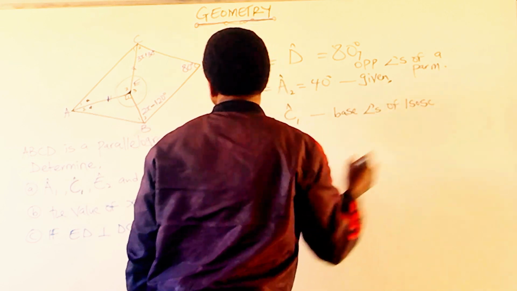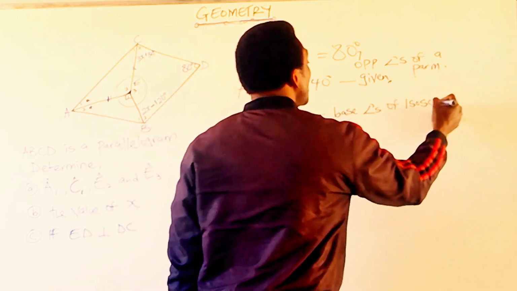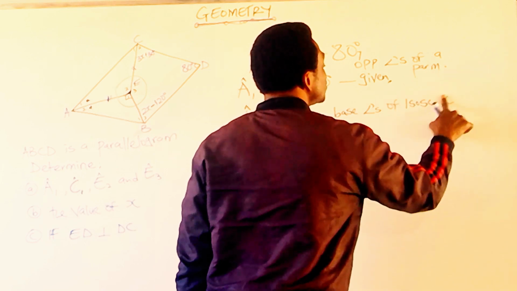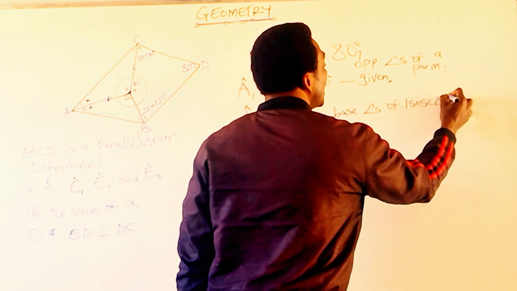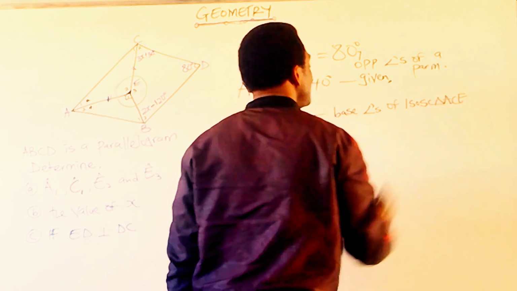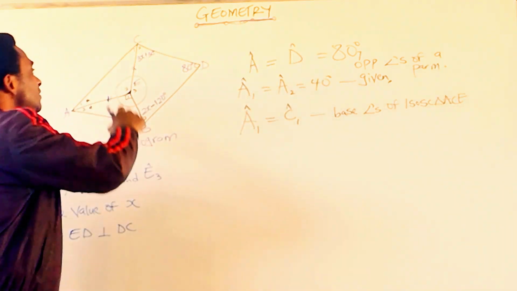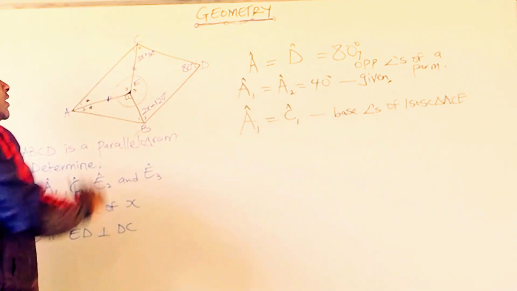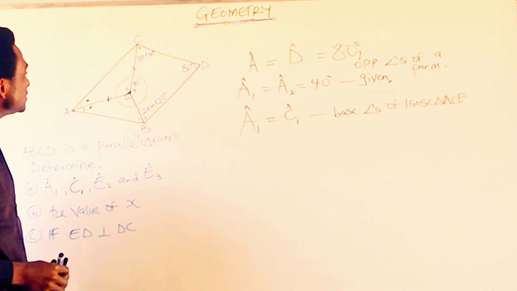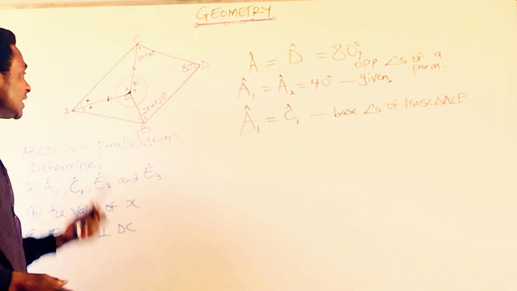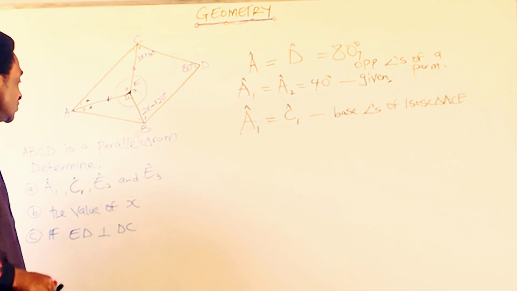In this case, because we have many triangles, we have to mention the triangle we are talking about. So, angle C1 is equal to A1.